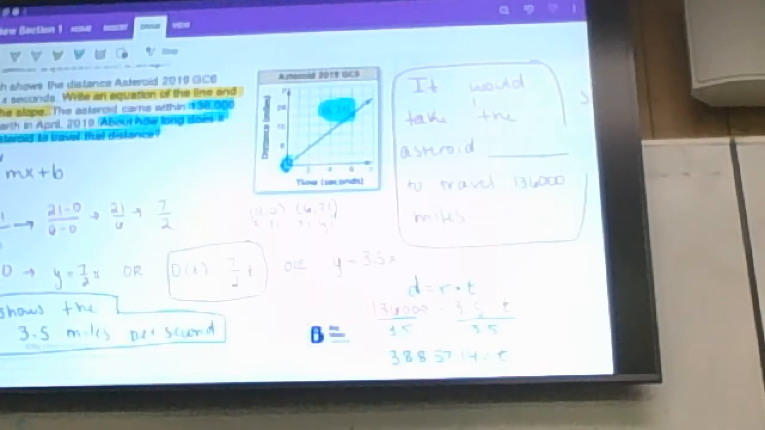So when it was at its closest point, if it was just a little angled differently, it would have hit us in 38,000 seconds. But I don't want to answer in seconds, so I'm going to divide by 60. It tells me it's 640 minutes. Divide again, and it tells me 10.8 hours. So had that asteroid been off course just a little bit from its closest point, it would have taken 10 hours to hit us.